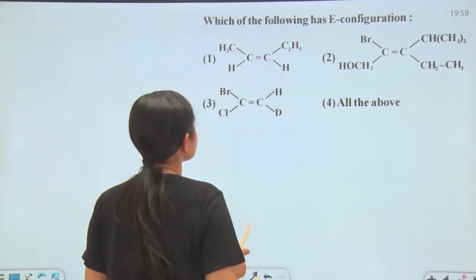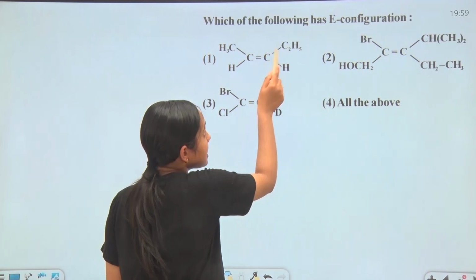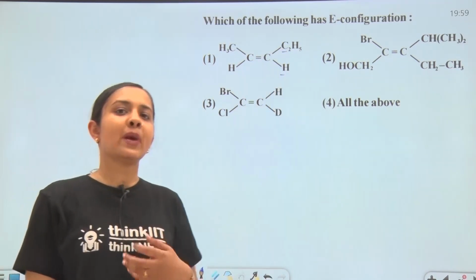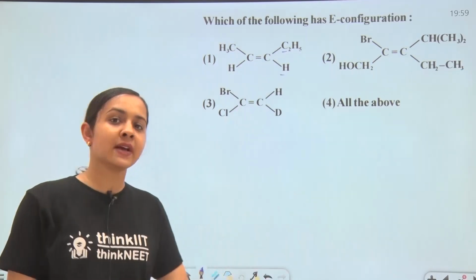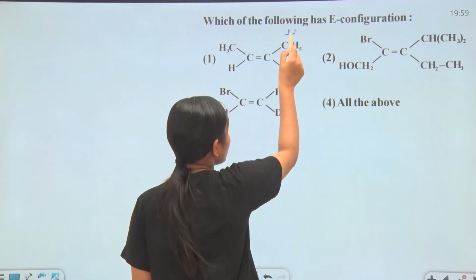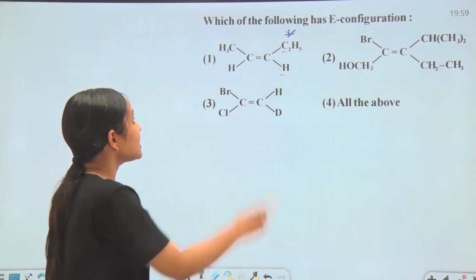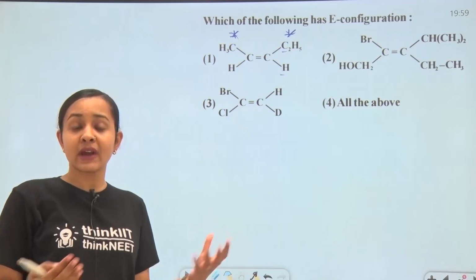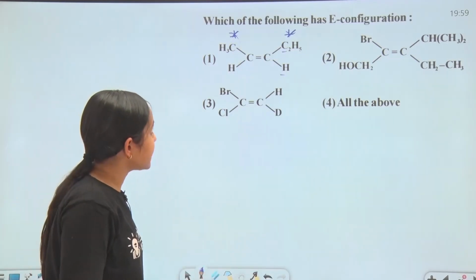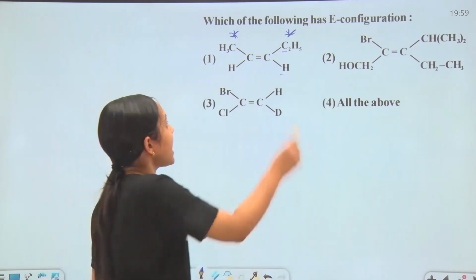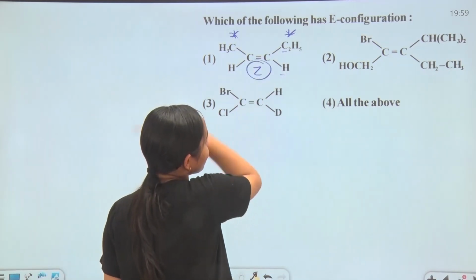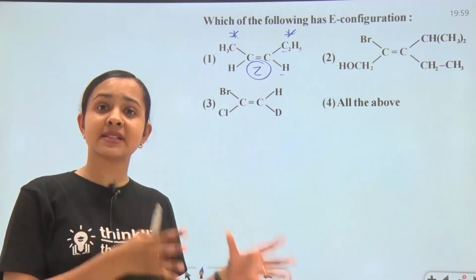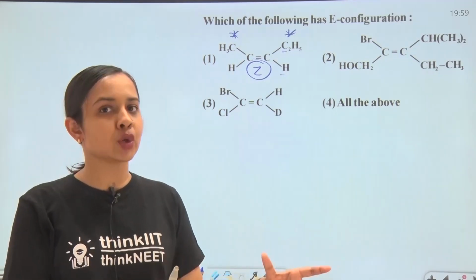So in the first alkene, you can see we have this C2H5 and hydrogen on this carbon atom, and we know that hydrogen has a lower atomic number than carbon, so that's why C2H5 has more priority than hydrogen. And in the CH3 and hydrogen, again CH3 has more priority than hydrogen because hydrogen has the least atomic number. Now you can see that this compound has Z configuration, right? Because both the high priority groups are present on the same side, so that's why this alkene has Z configuration.